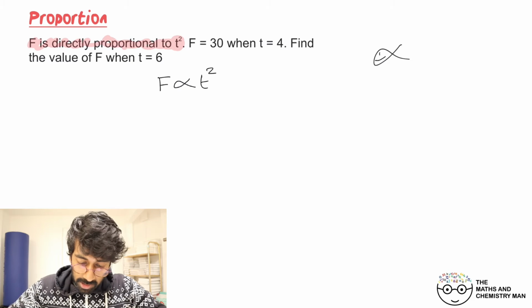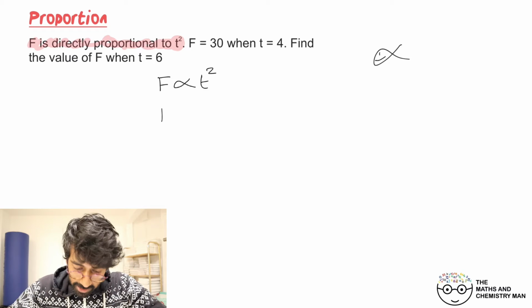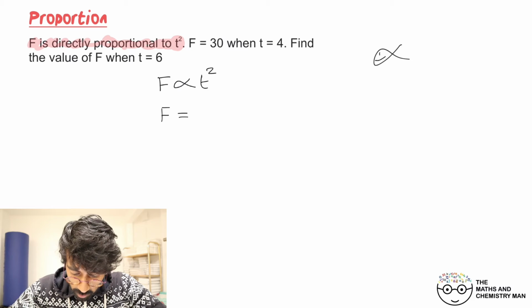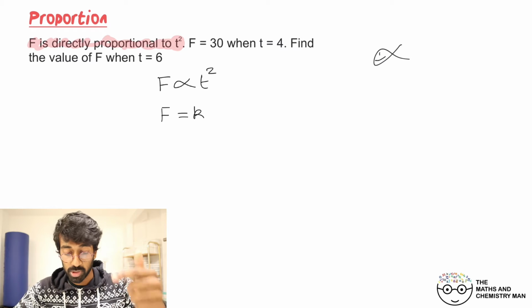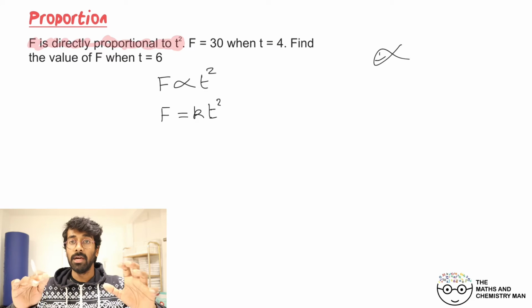The next thing is you can't do math with a proportionality sign. You want to put an equal sign into there. So we're going to do this. We'll replace that with an equals and then a constant, which is your constant of proportionality. We'll call it k for now. And then t squared.